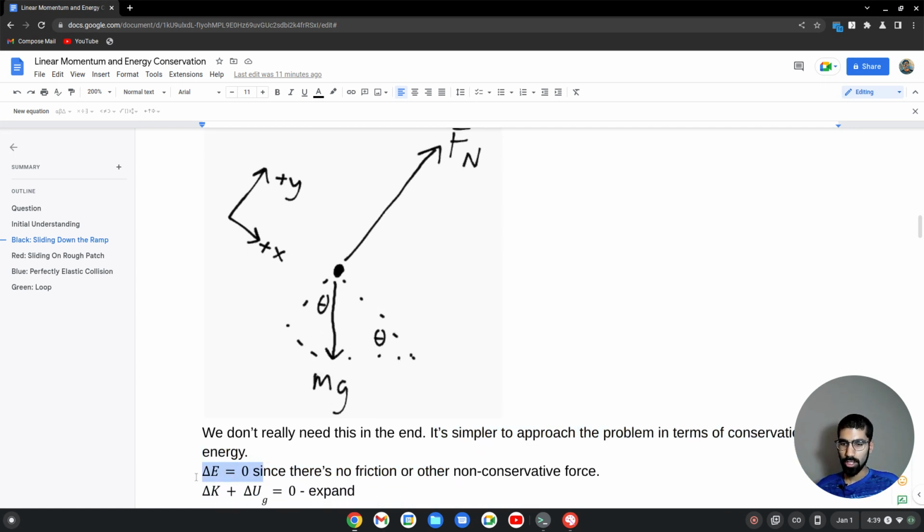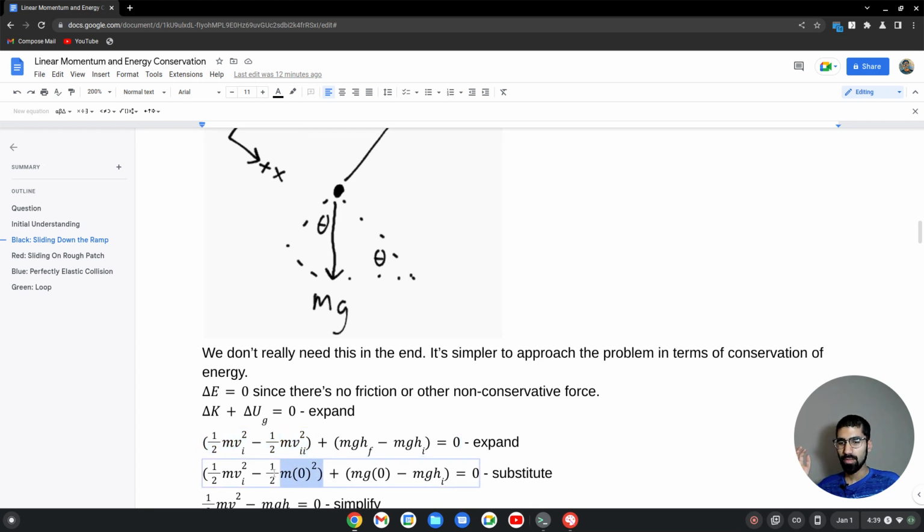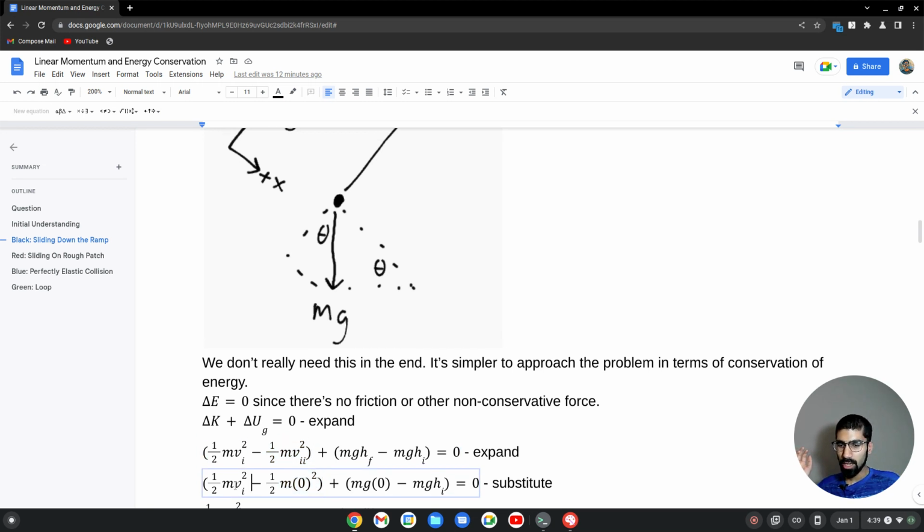So we have no change in energy because no friction, no other non-conservative forces. We expand that into both the kinetic and gravitational potential energy changes. For the kinetic energy, the subscripts might be a little bit confusing here, but just visually, it starts off with no kinetic energy because the block has no velocity, so that's the starting condition, and then it ends up with some energy.